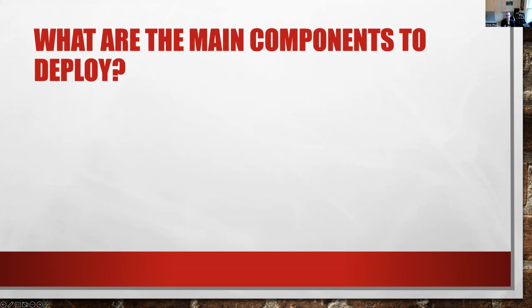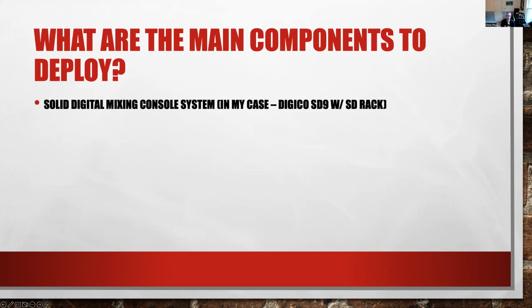All right. So looking at the next pieces, just as far as the overall components that we're looking at here. What are the main things that we need to deploy when it comes to this kind of stuff? We're looking at trying to get things as robust as possible on the front end. So a solid digital mixing console system, ideally something that has some options when it comes to input and output types of capacity with interface. So in my case, Digico SD9 with an SD rack. That's my primary, that's the baseline, that's the core of it.